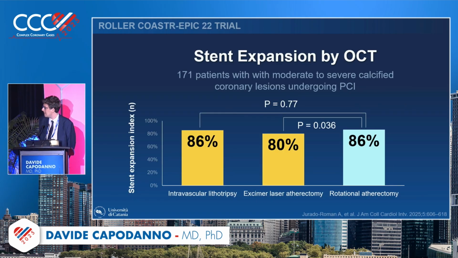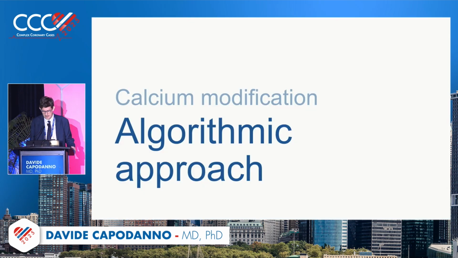This study that we have seen at the very beginning is comparing the three techniques. It's called ROLLER COASTER-EPIC22. Intravascular lithotripsy was similar to rotational atherectomy in terms of stent expansion by OCT, while ELCA, excimer laser coronary atherectomy, was inferior in terms of stent expansion. So there is a kind of gradient in what you can achieve with these techniques.